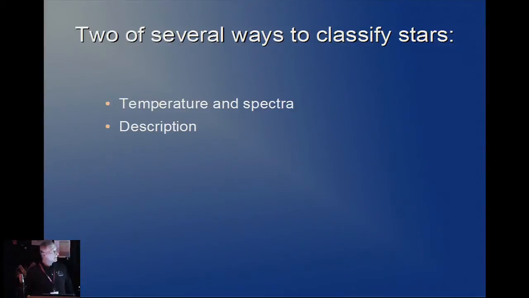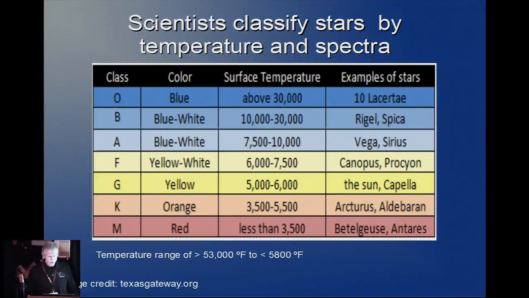So how do they classify stars? Well, there's a couple ways you can do it. You can classify them by temperature and spectra. Spectra is studying the different wavelengths of light that come from the star. Or you can classify them by description. They're kind of related techniques, but this is how the scientists classify them, by temperature and spectra. So it's an O, B, A, F, G, K, and M, going from hottest to coolest.